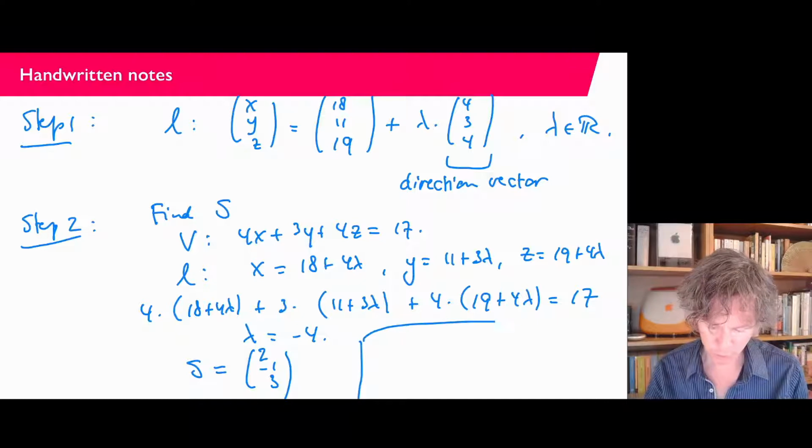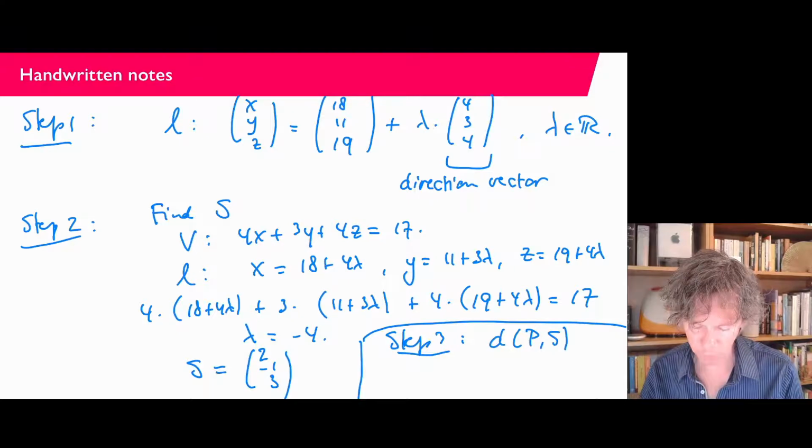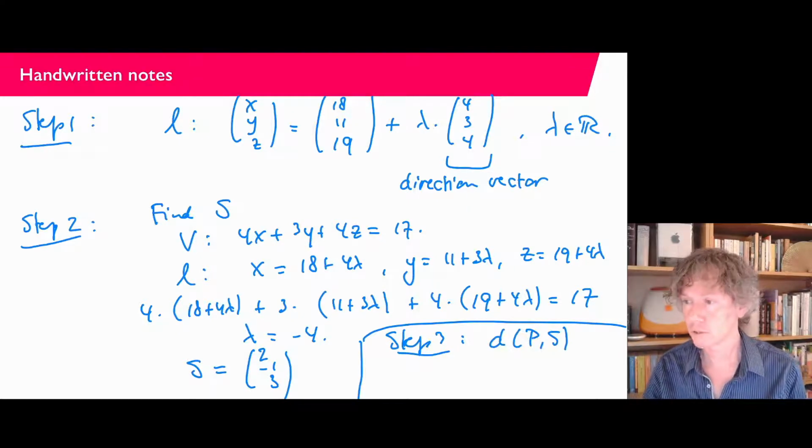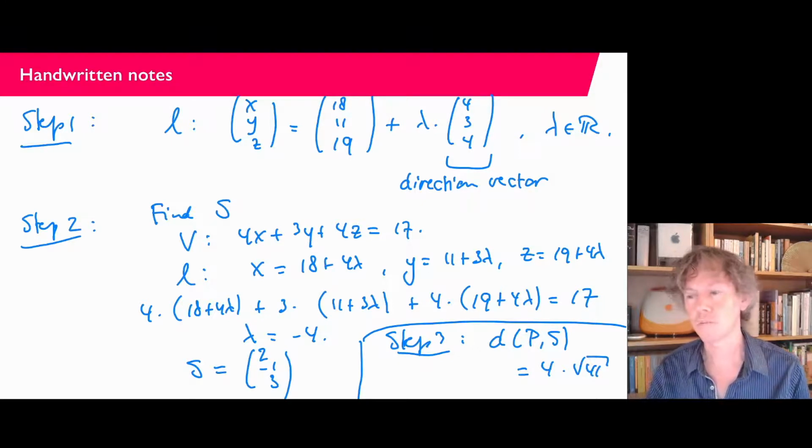And then the last point, step 3, I'm going to squeeze that in the corner here. That's just going to fit. Step 3, you have to compute the distance between P and S. We know P, we know S, and you will find this to be 4 times the square root of 41. So not a very pretty number, but at least decent.